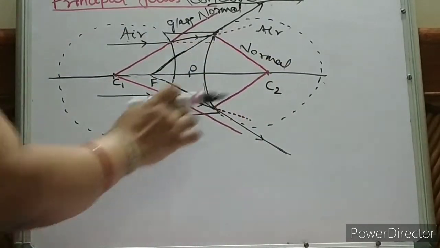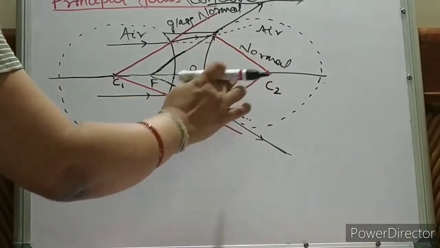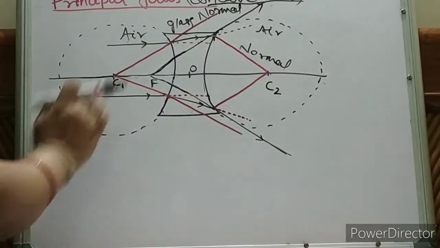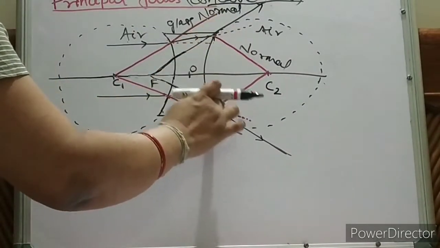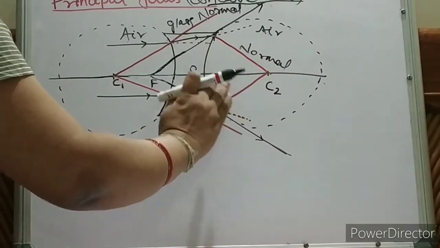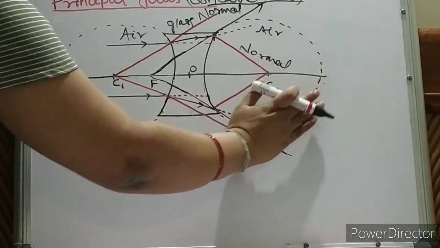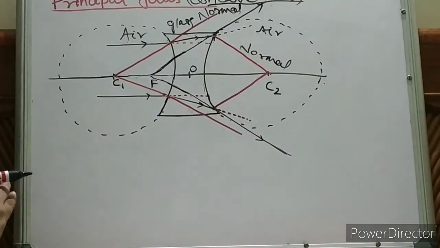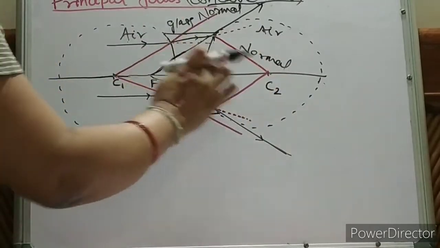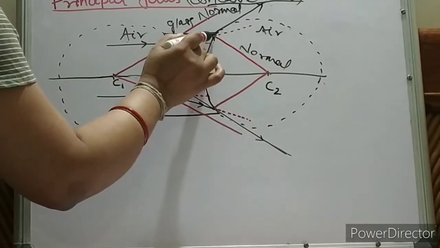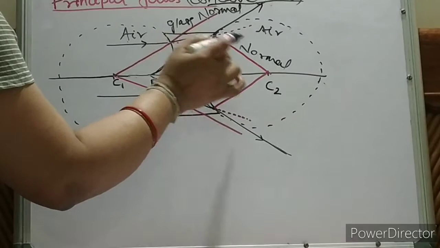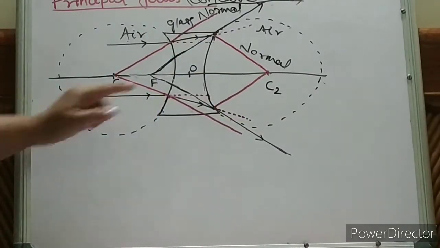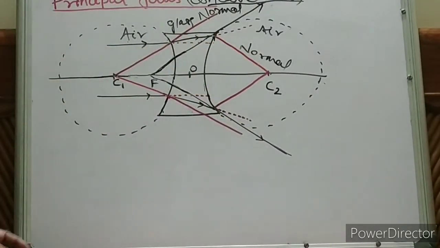Then why are we considering this center of curvature, not this center of curvature? Because this refractive surface is part of this spherical surface and this is its center. That's why we connect the point where the ray strikes to the center of curvature, then it is your normal.